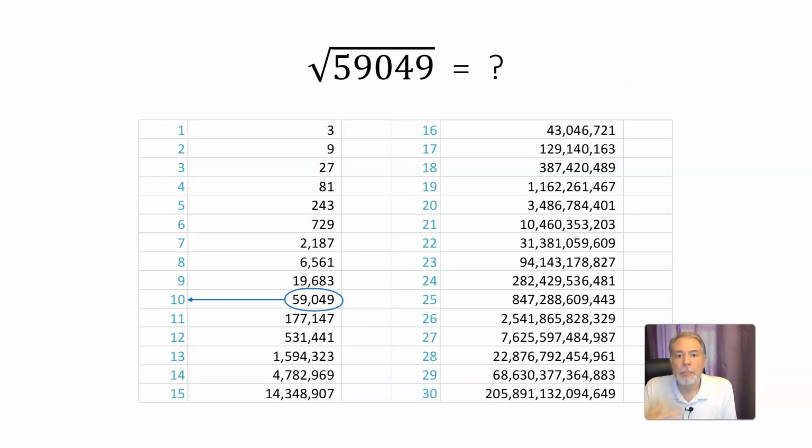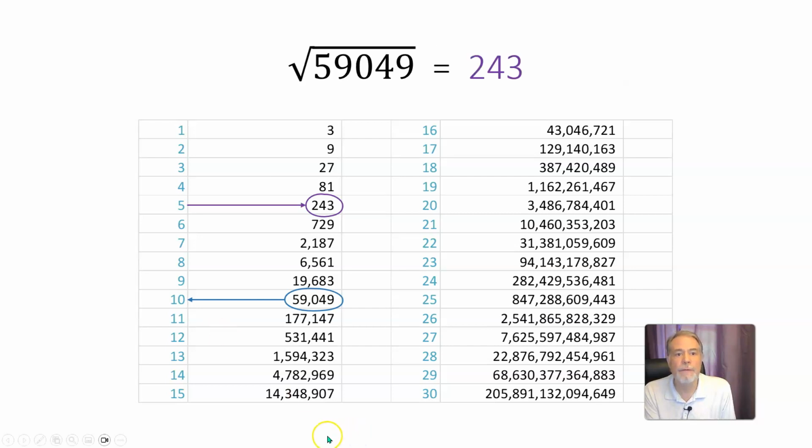So what number plus that same number gives you 10? Right, 5. And 5 is the base 3 logarithm for 243. So that's the answer. The square root of 59,049 is 243. We've turned a problem about finding a square root or second root into a problem involving just dividing a number by 2, finding half of that number.